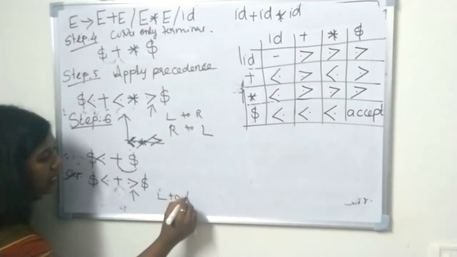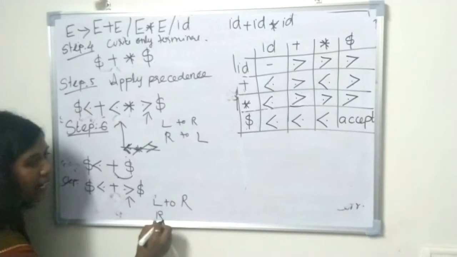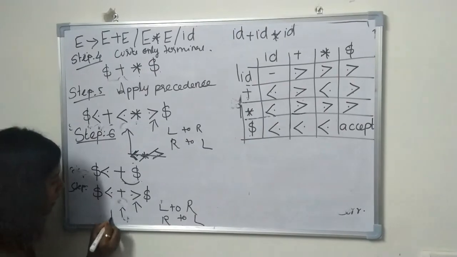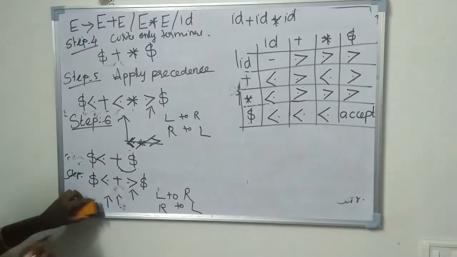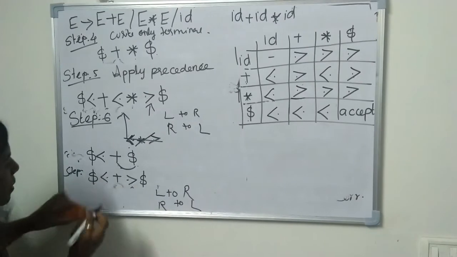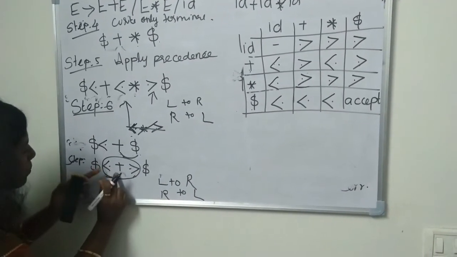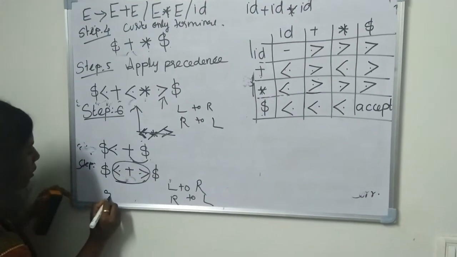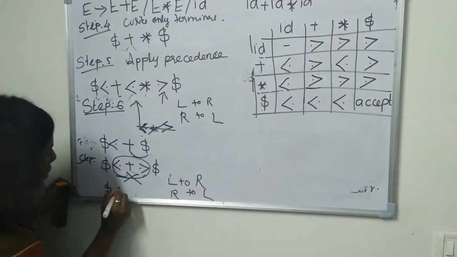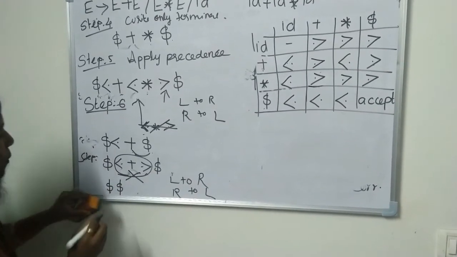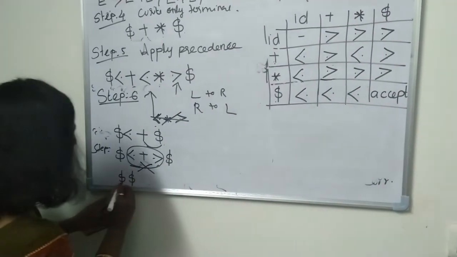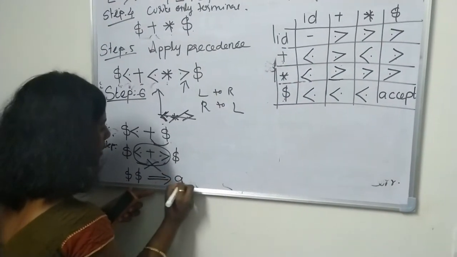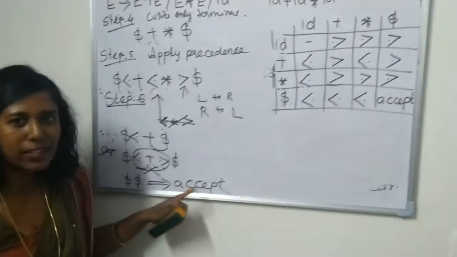So I stop scanning left to right. Now I am going to scan right to left. Now plus is there. Then again less than symbol. So in this case I found less than symbol followed by non-terminal and greater than symbol. So it is dollar. I'm removing this part. So I'm getting dollar, dollar. Now I'm going to check this dollar row and dollar column, that is accept. That means your string is accepted.